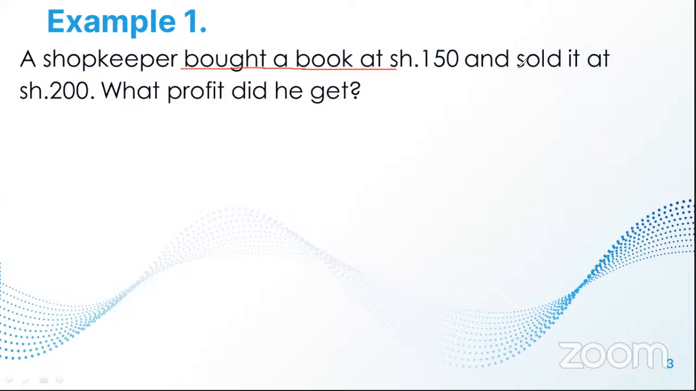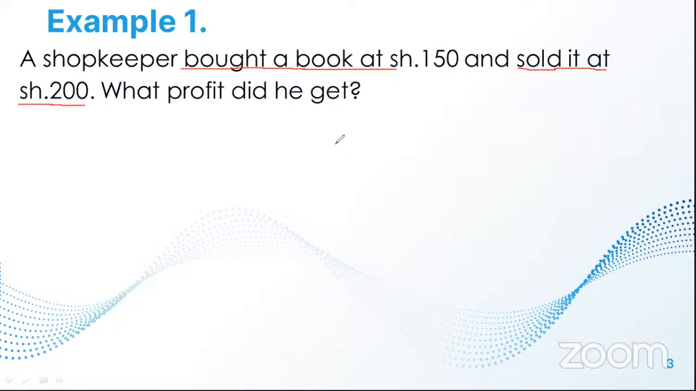Then here, sold it. Sold it at. Those sentences say that we have there: bought a book at 150 shillings and sold it at 200 shillings.